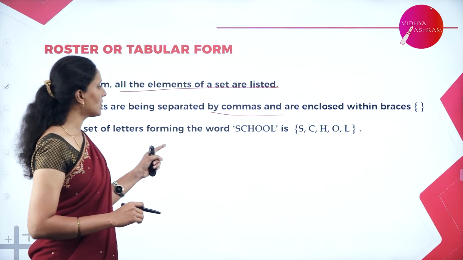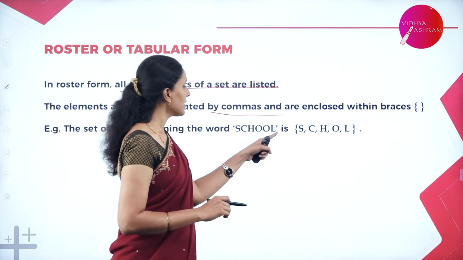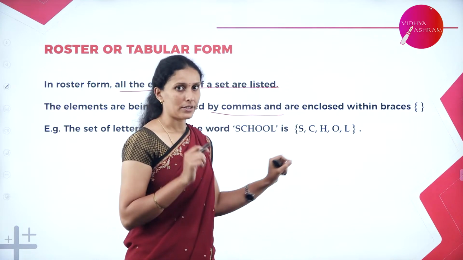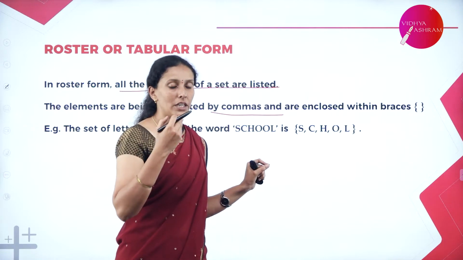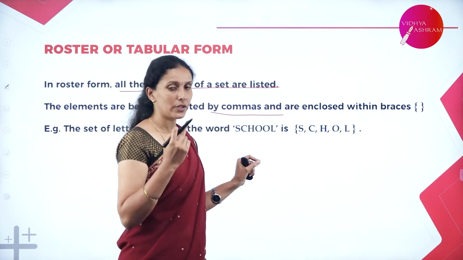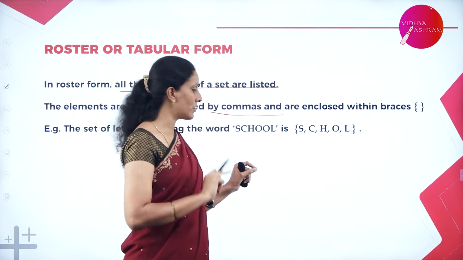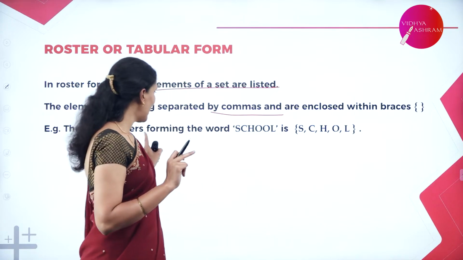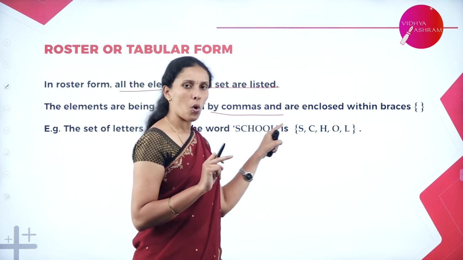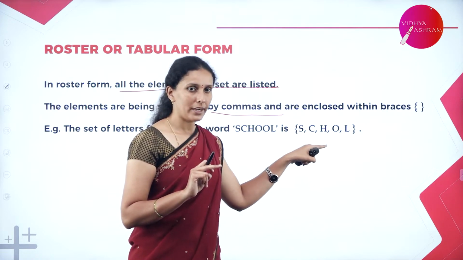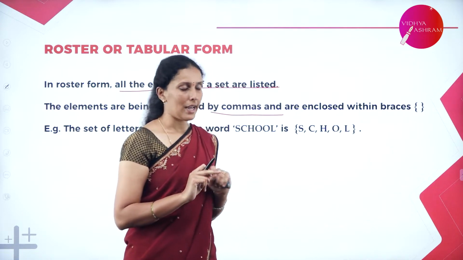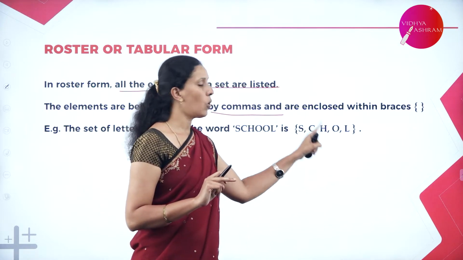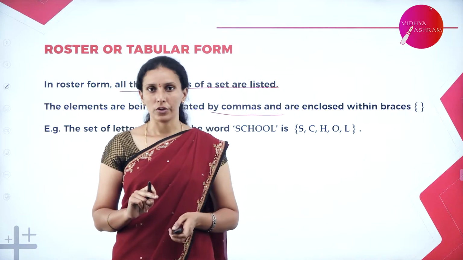The set of letters forming the word school. We need to write the letters of school in one set. When you are repeating the elements, do not repeat them twice. You need to write every element only once. So S, C, H, we have two O's. When I say letters of the word, we have O already inside the set, so no need to write it again. Just skip it and write L. So this is the set. Here we are writing S, C, H, O, L in roster form.